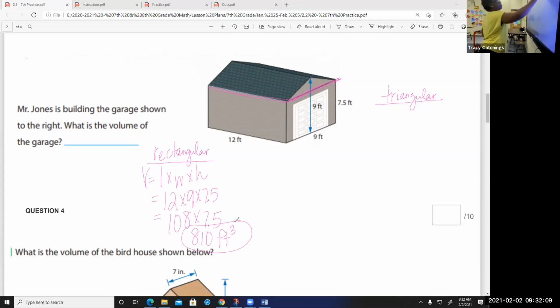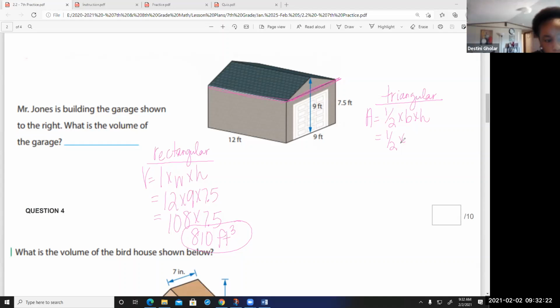Let's look at this triangle. Let's first get the area of the base. What's the base of the triangle? 9. That means up here is 9. All right, what's the height of the triangle? 9. All right, now all of this is 9, but this part is 7.5. So what would be the height of just the triangle?